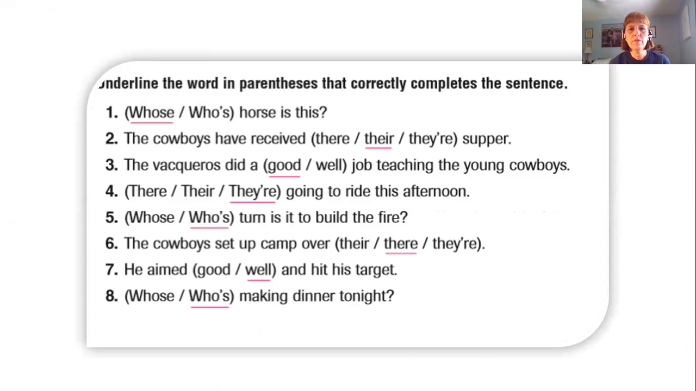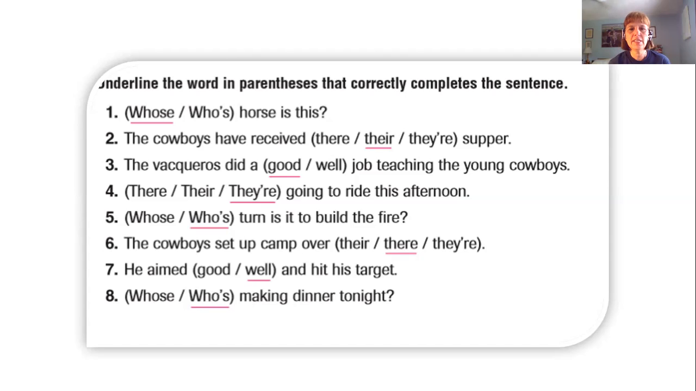The Cowboys have raised their supper. Belongs to them. Received, I'm sorry, I read it wrong. The Cowboys have received their supper. The Vaqueros did a good job. It's in front of a noun, good job. They're going to ride this afternoon. That means they are going to ride this afternoon.